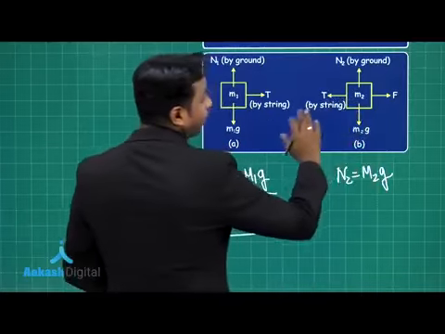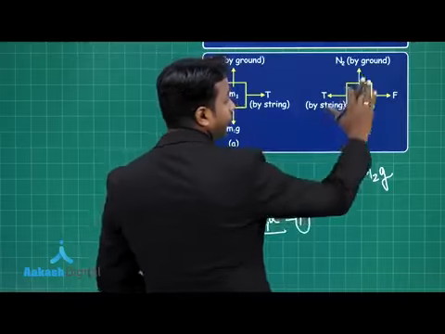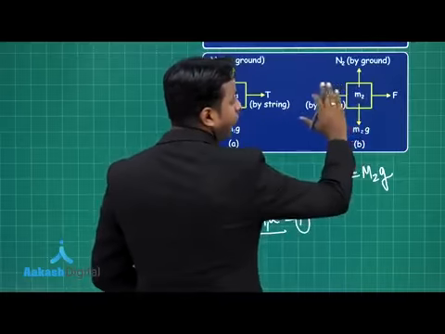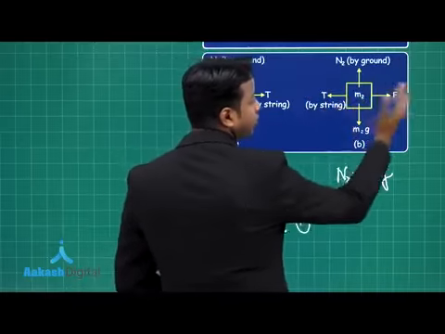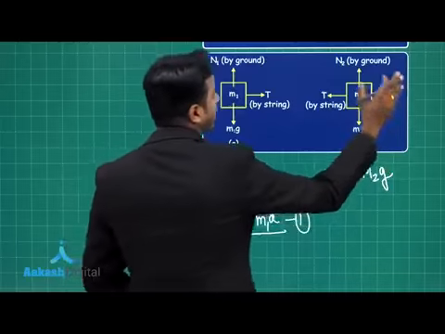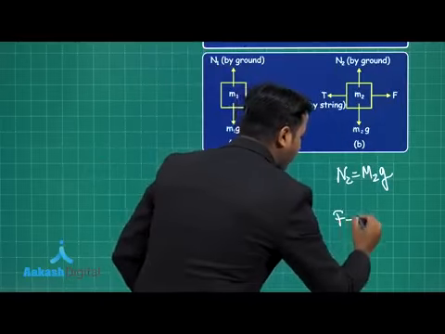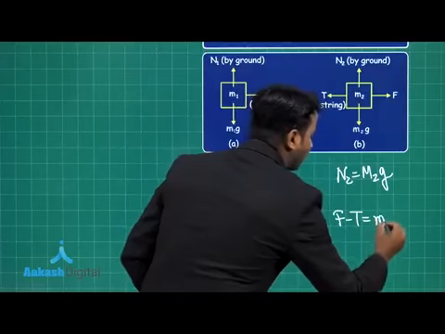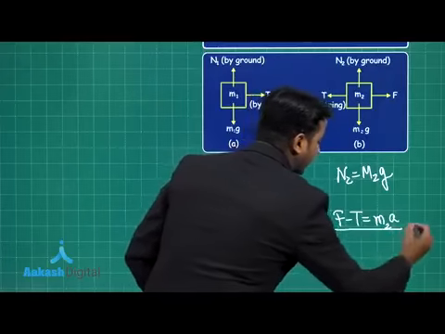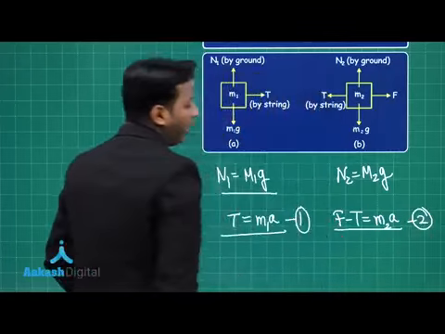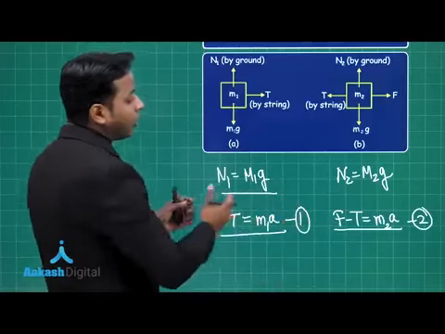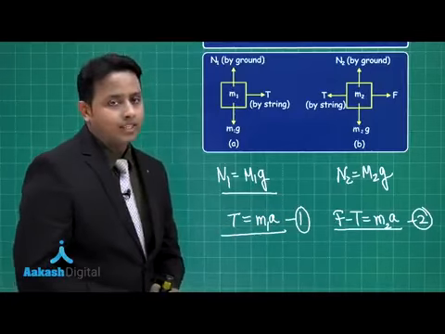Now if I apply Newton's second law to m2, I can clearly see the net motion of the system is towards right. So obviously this F would be greater than T. So what is going to happen? F minus T is equal to m2 into a. And this is equation number 2. And I can further solve these two equations to find out the acceleration.